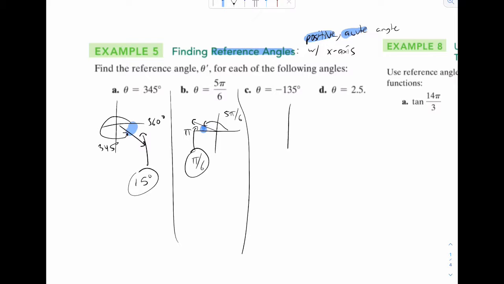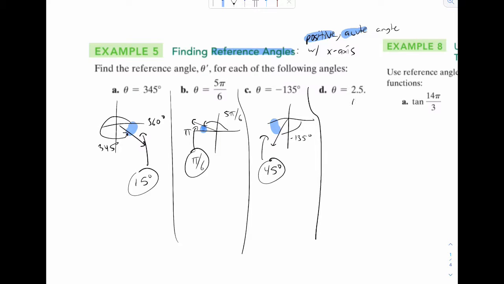Next one, negative 135. So you're going to rotate down right there, negative 135. And again, the reference angle is the positive acute angle with the x-axis right there. That has to be 45 degrees. And the last one, this is kind of tricky.